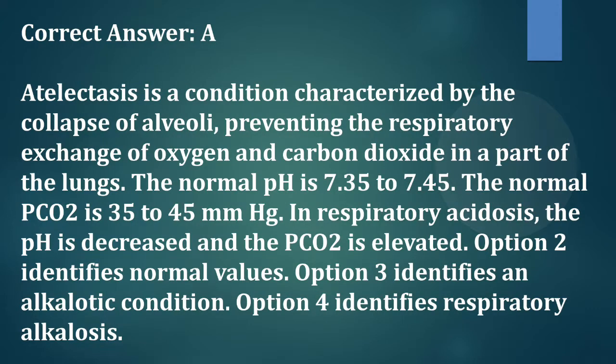Correct answer. A. Atelectasis is a condition characterized by the collapse of alveoli, preventing the respiratory exchange of oxygen and carbon dioxide in a part of the lungs. The normal pH is 7.35 to 7.45. The normal PCO2 is 35 to 45 mm Hg. In respiratory acidosis, the pH is decreased and the PCO2 is elevated.